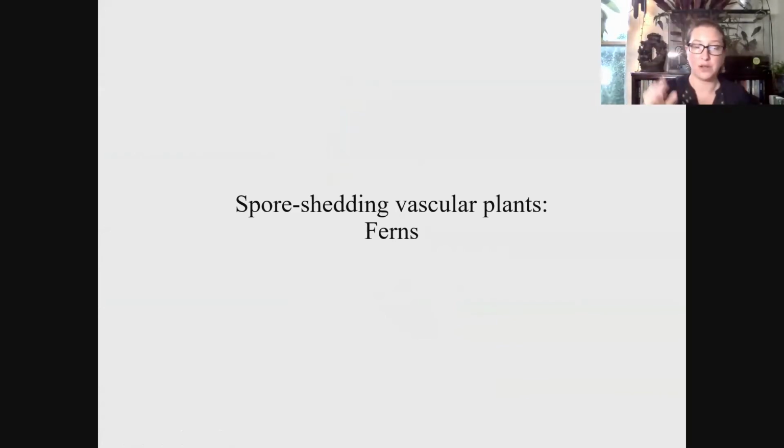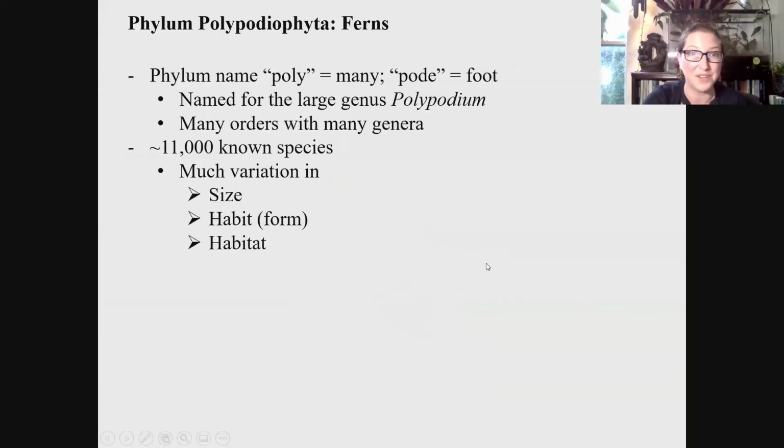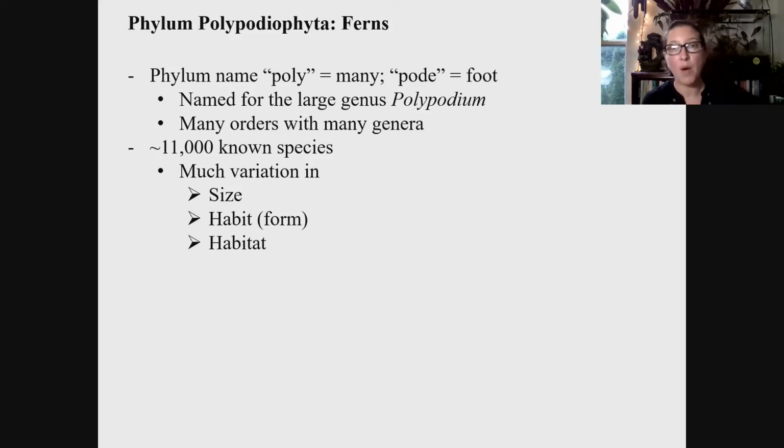And now we're going to switch gears, and we're going to still talk about spore shedding vascular plants, but we're going to talk about ferns, which I love. So ferns, again, you don't need to know the phylum name, but you will see it in the book and on some of these slides, so I'm just letting you know. Ferns are in the phylum Polypodiophyta, because poly means many, and podi refers to feet. The stems of ferns sometimes look like little rabbit's feet, like fuzzy little feet, which we'll see coming up.